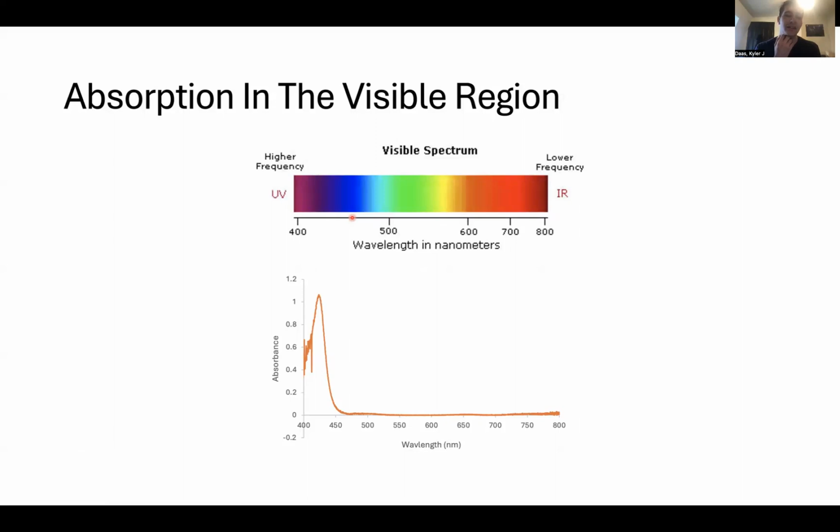So as I mentioned, these dyes absorb in the visible region. Here is a spectrum of dye 1 from our experiment, and here is the visible spectrum. As we can see, this dye absorbs at around 425 nanometers, which is in the purple area. So the color of this dye is most likely an orange or a yellow, but we can see where it absorbs here, and we can use this peak wavelength to calculate the difference between the ground state and the first excited state.